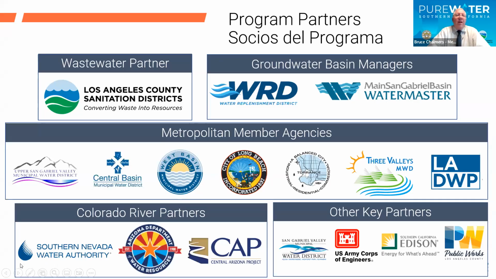A program like this has many program partners. We mentioned our wastewater partner, the LA County Sanitation Districts, but we also have 7 member agencies with their logos shown in the middle, as well as our 2 groundwater basin managers and 3 partners on the Colorado River in both Nevada and Arizona. And our other key partners include the U.S. Army Corps of Engineers, Southern California Edison, and the LA County Public Works. Next slide.